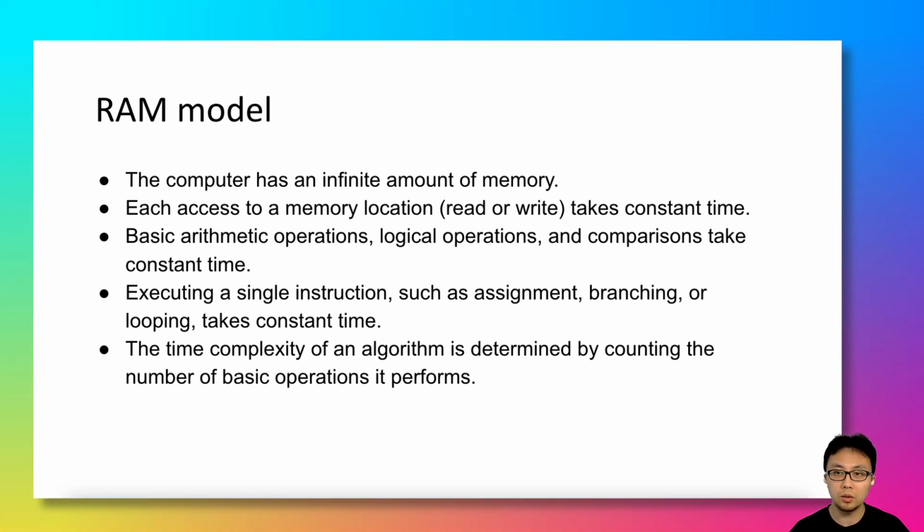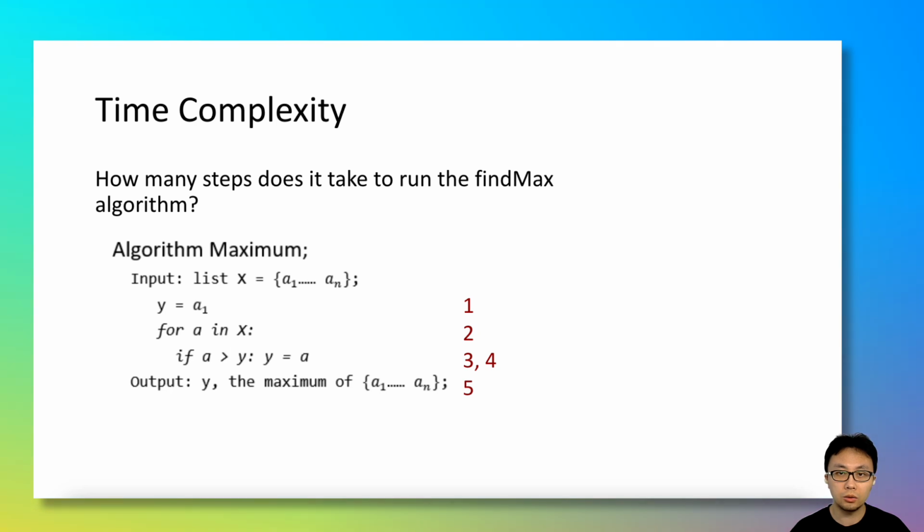So based on such assumptions, let's try to analyze the time complexity of a given algorithm example. Again, we will stick to something similar to the findMax we saw earlier. Well, it's still findMax. So what you can see on the screen is the pseudocode of the findMax, along with the line numbers at the right side. The input is still an array.